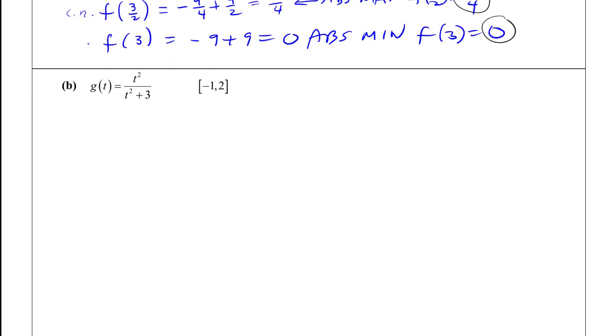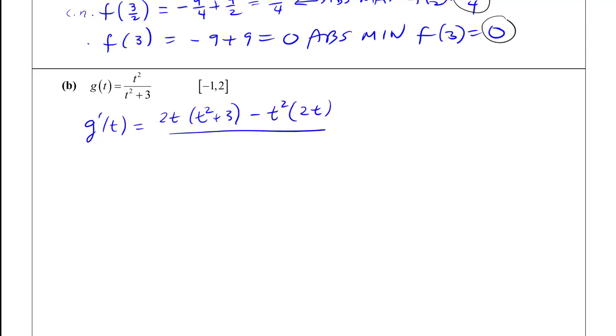Okay, how about t squared over t squared plus 3 on negative 1, 2? Again, this function is continuous on that interval, so we better have them. So g prime of t, quotient rule: 2t times t squared plus 3 minus t squared times 2t, all over t squared plus 3 squared.